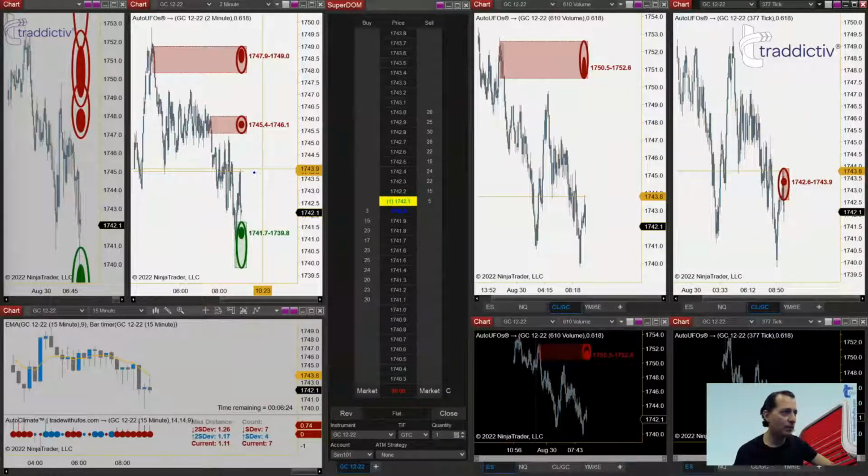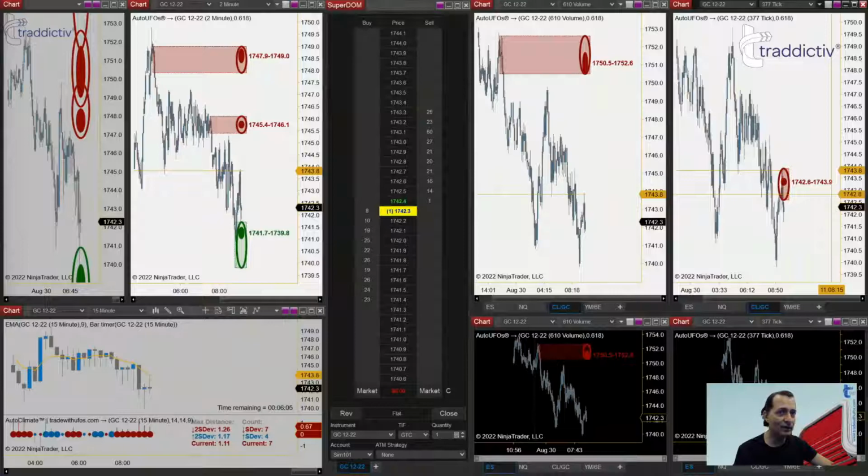And on the 2-minute time frame, we don't have a UFO. On the 610 volume time frame, we don't have a UFO. But then on the 377 tick time frame, we do have a UFO which is enveloping this line located at 1743.8, where that UFO goes all the way to 43.9. Okay, so it's very, very tight. Okay, but it does meet our rules.